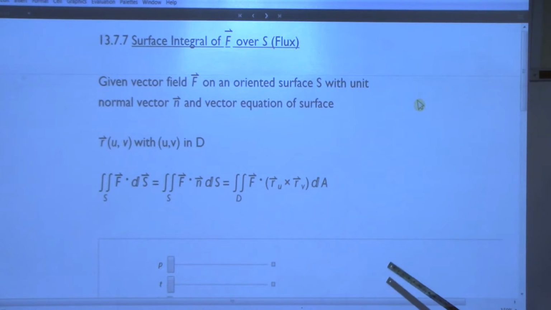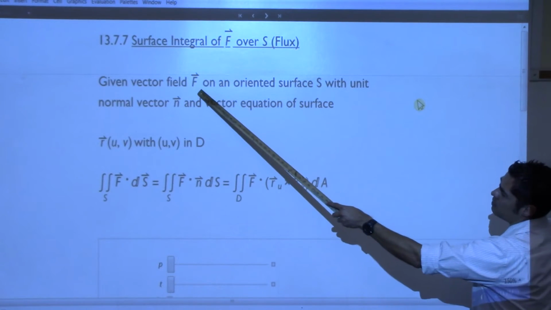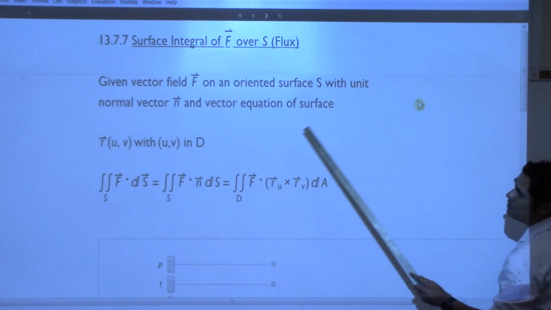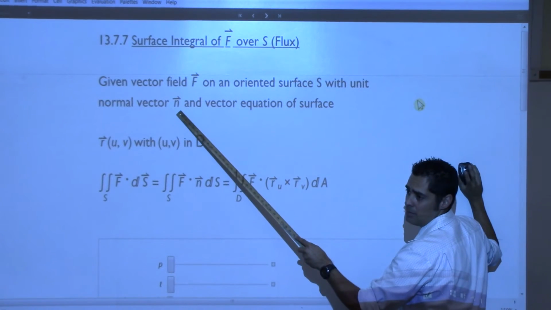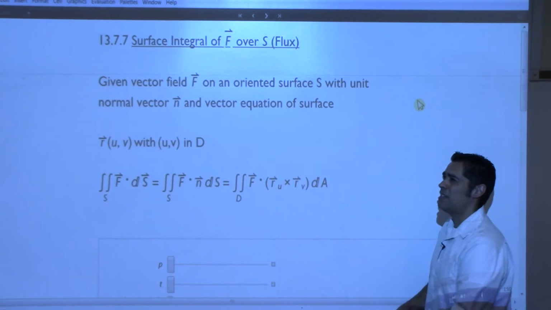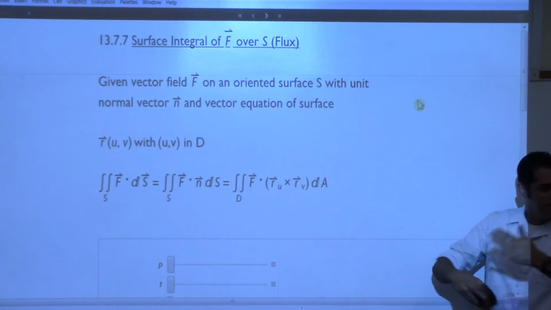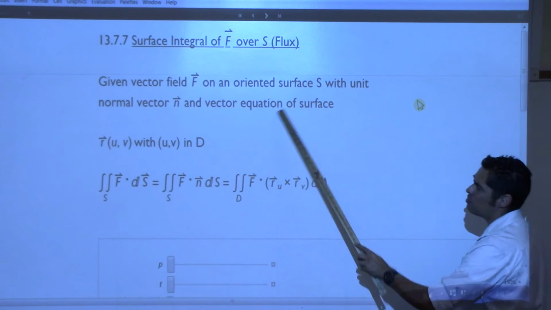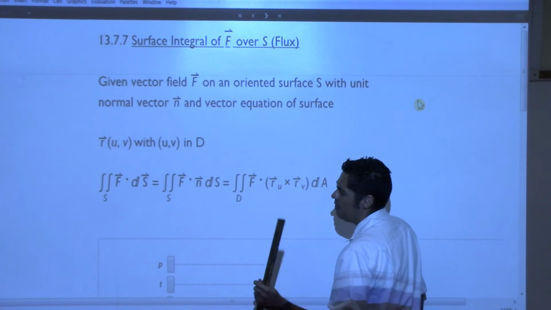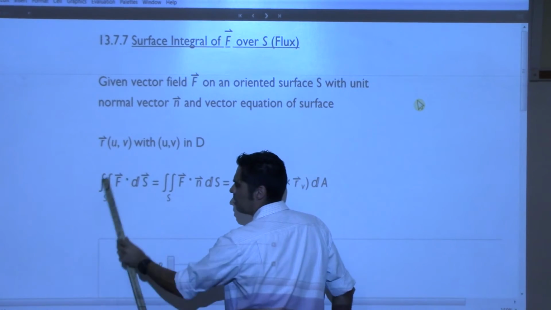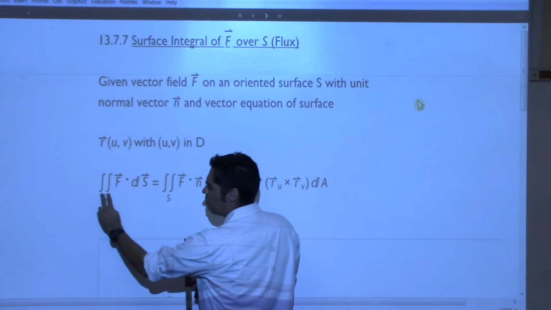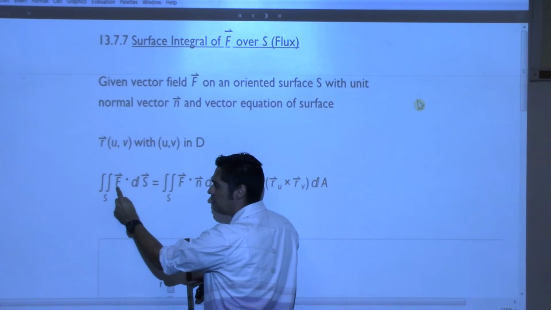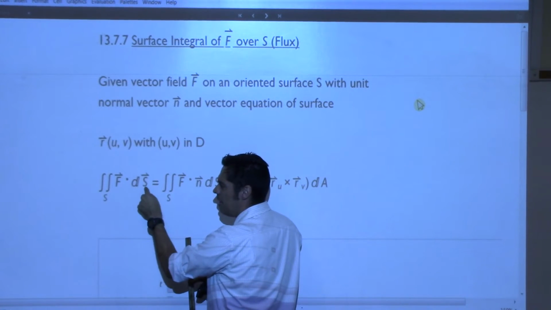We will define, well, if we're given a vector field on an oriented surface, S, with unit normal vector n. What's unit normal vector n? That was that cross product of the partials divided by its own length. And the vector equation of the surface, if we know it, then this integral, notice the formula here. It's a double integral over the surface S of the vector field dotted ds.